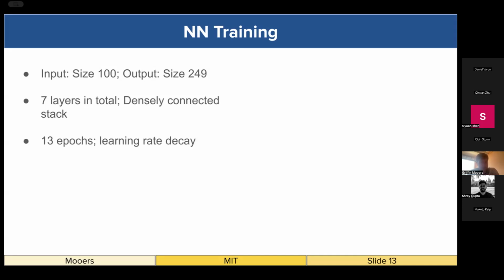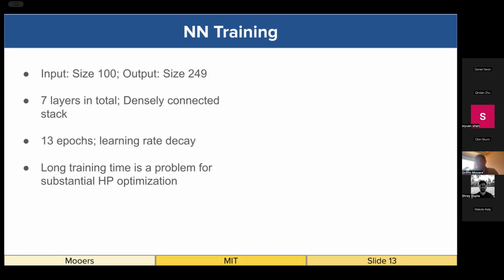It's densely connected. I've been training at 13 epochs with a learning rate decay kicked in on the back half, which I find is helpful. I have in the past been a big fan of hyperparameter optimization, like those automated search packages you can use. I found that can really make a big difference, but this is a pretty computationally expensive training experiment, just given the volume of data I'm giving it. So it's a little bit difficult to do that.